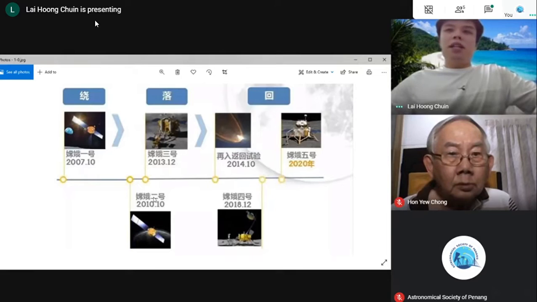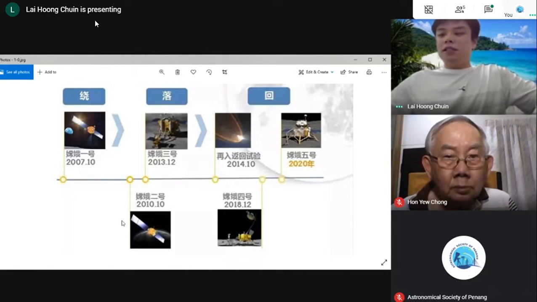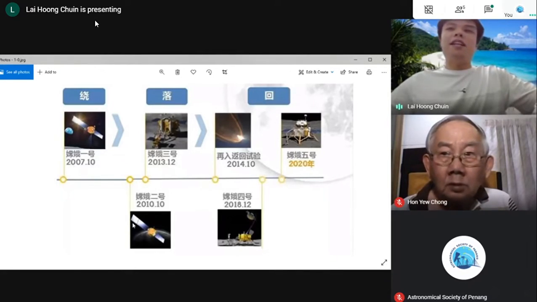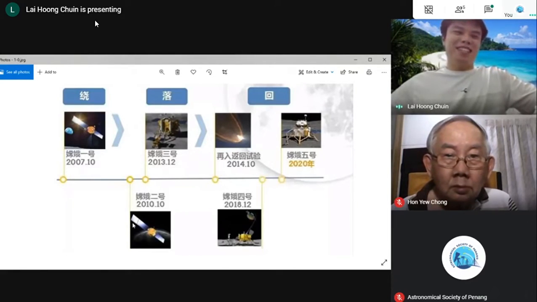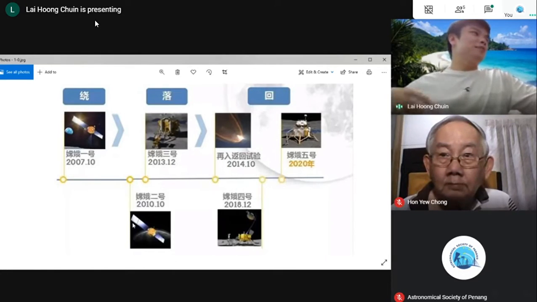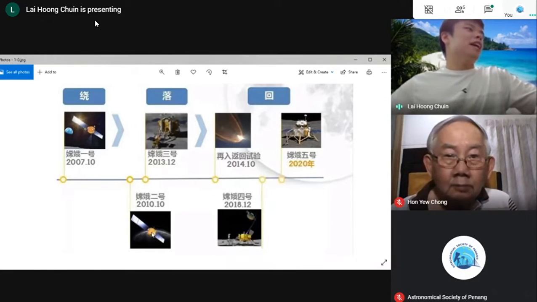So in this Chang'e 2, they claim that they hold the record of getting the highest resolution Earth image. Sorry, not Earth image, moon image, with resolution up to 7 meters. And then in 2013, Chang'e 3, which carries the lander and the lunar rover, the Yutu-1, which ended the mission 2 years back in 2018.